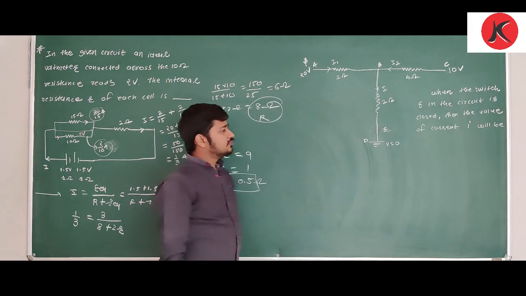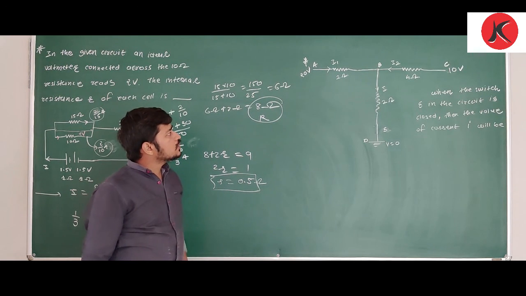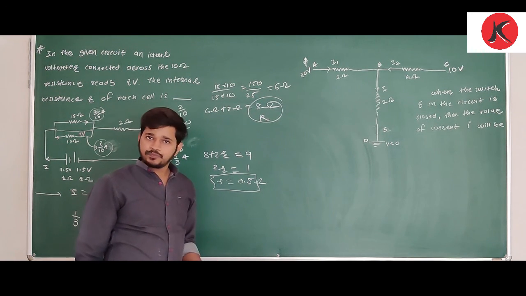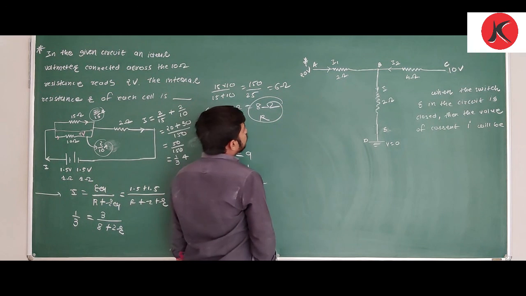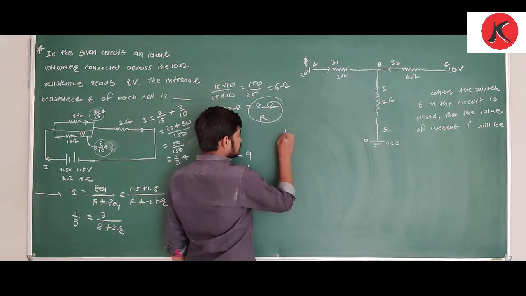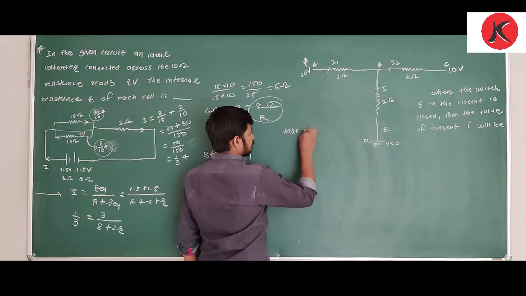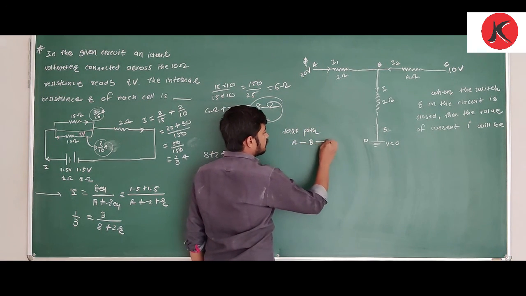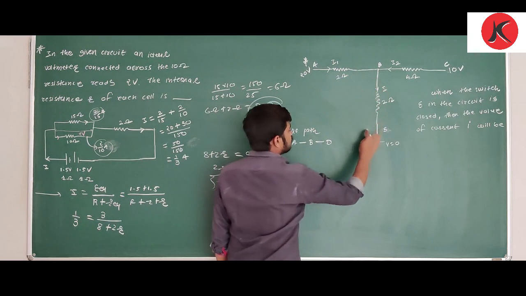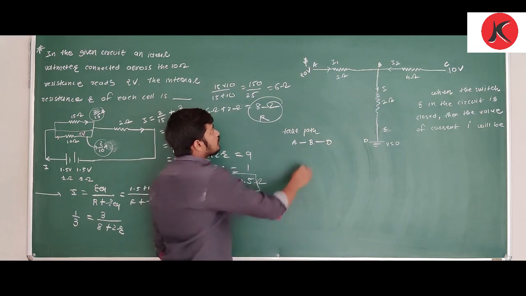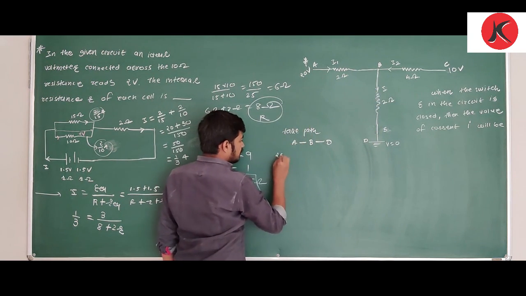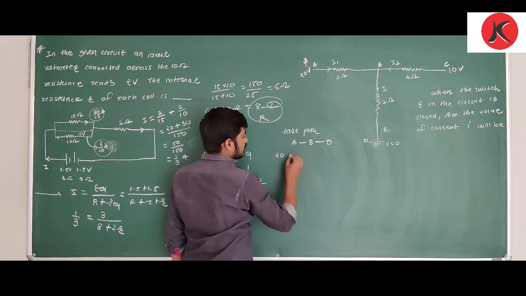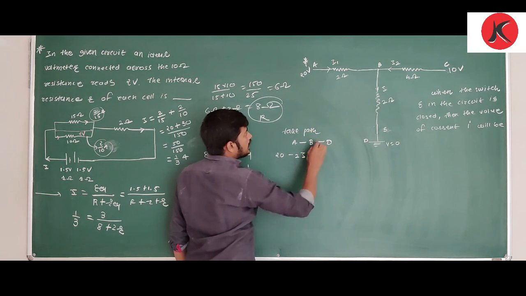To solve this question, we will apply Kirchhoff's rule. How to apply Kirchhoff's rule? First of all, we will take the path A to B to D. As we are starting from point A, what is the potential at point A? It is 20. Then it is minus 2I1.